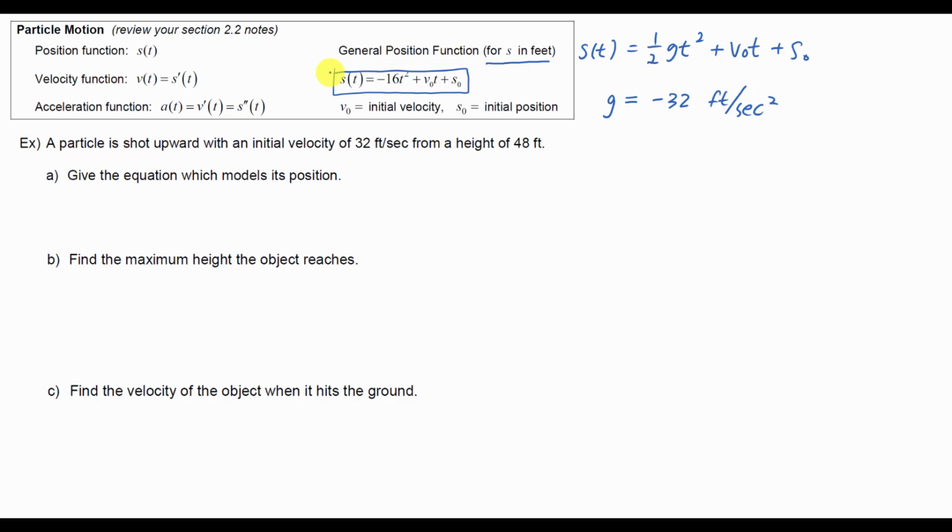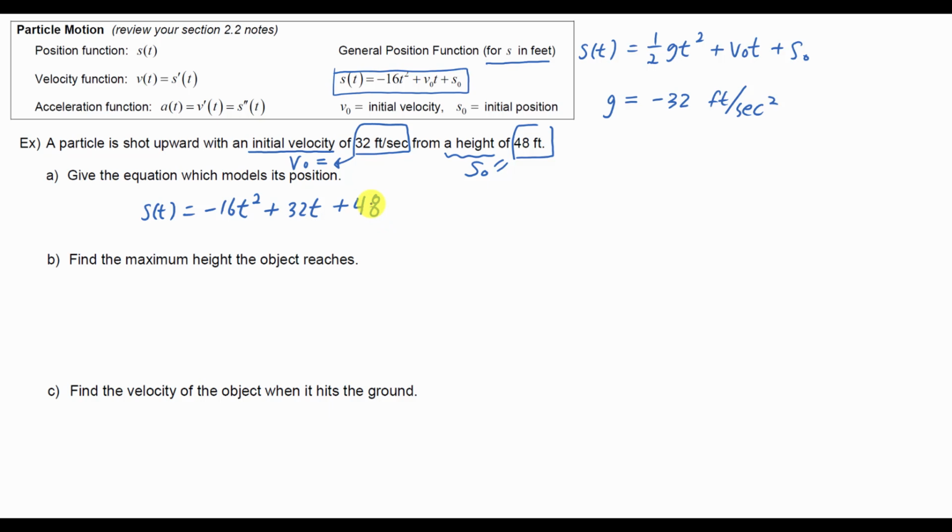A particle is shot upward with an initial velocity of 32 feet per second. So they gave you the initial velocity, which is v sub naught, equal to 32 feet per second, from a height of 48 feet. Since this is the initial height of the object, this will be s of naught, 48 feet. Give the equation which models its position. So our s of t will be equal to negative 16t squared plus v naught t, 32t, plus s naught, so that will be plus 48.